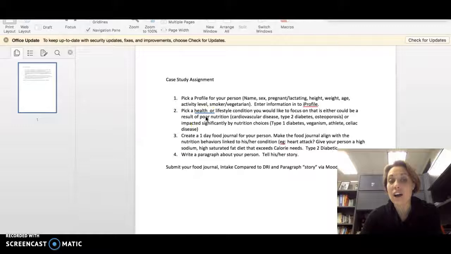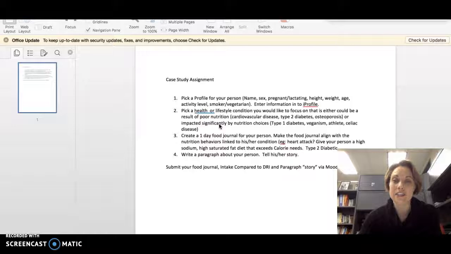Then I want you to pick a health or lifestyle condition that you want to focus on with this person. So, if I were to pick an 18-year-old female, maybe I would pick my former self as a college athlete, right? And then maybe I would add in another health condition, which I happen to have, which is celiac disease. So that might be something that I looked at. Maybe I'm saying, okay, I want an 18-year-old college athlete who has celiac disease, right? And you want to pick something, you don't have to pick both those conditions, but maybe one condition.